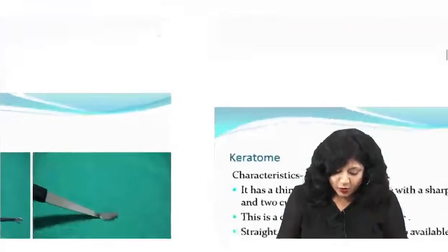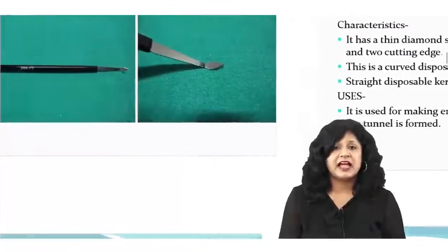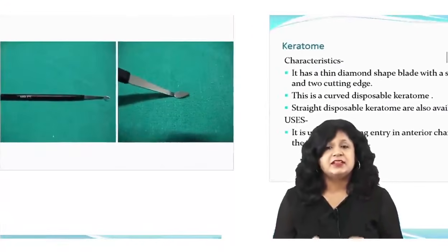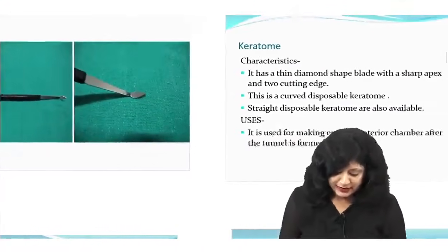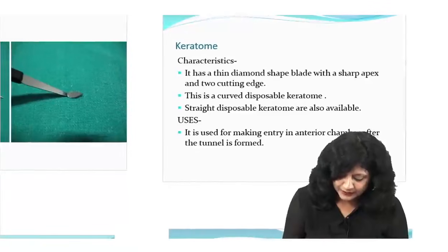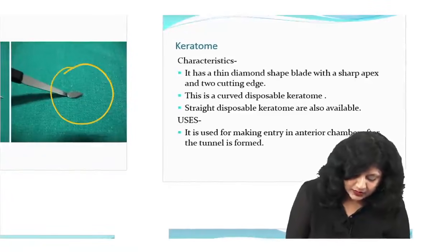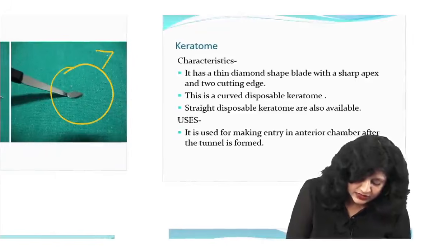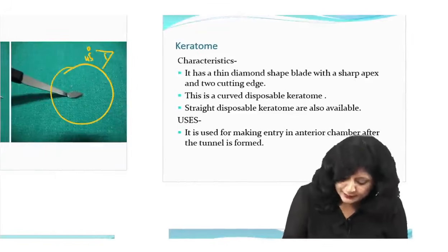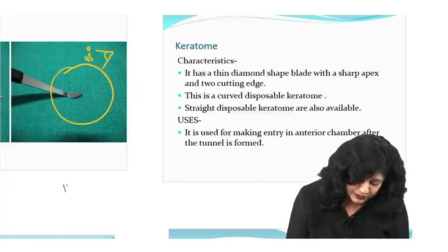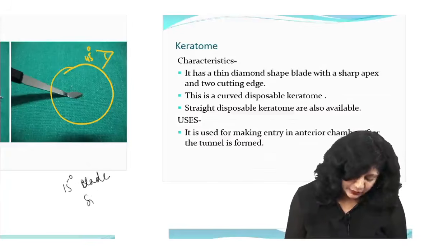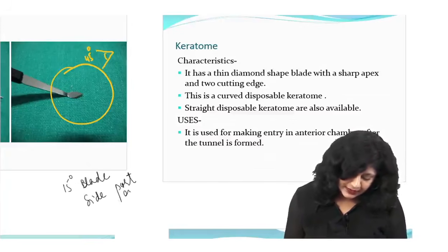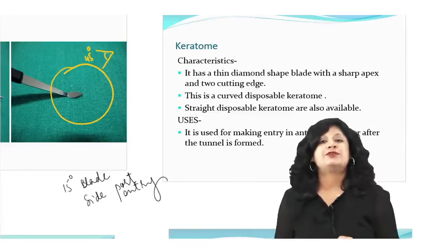Right. Now, on the other hand, if you see the other thing, see this one. This is again a knife, but if you look at the tip here, the tip is like this. So this is at an angle of 45 degrees. Like for example, if you remember, we also use a 15-degree blade. So the 15-degree blade we are using as a side port for the side port entry. But this is actually a 45-degree blade.